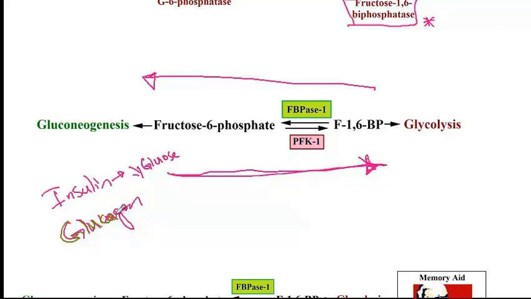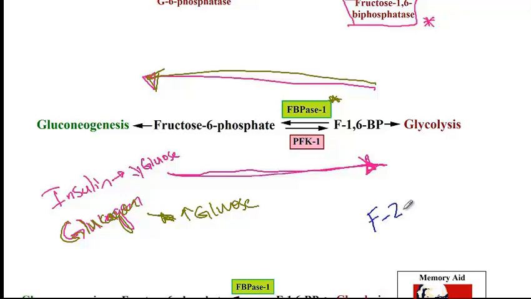Glucagon, on the other hand, its function is to increase the blood glucose concentration. And so therefore, once there is a glucagon secretion, there would be pushing of the reaction towards the gluconeogenesis. So the fructose 2,6-bisphosphatase will be activated by this hormone. There is also this intermediate molecule called fructose 2,6-bisphosphate, which can regulate the activity of these two enzymes.